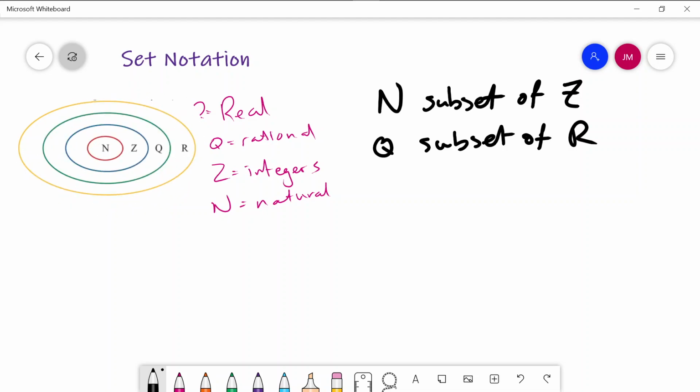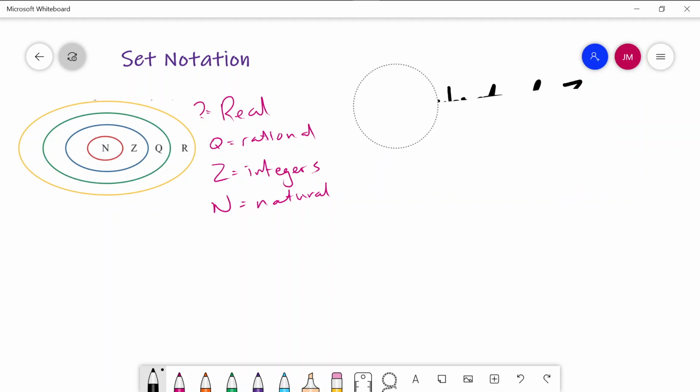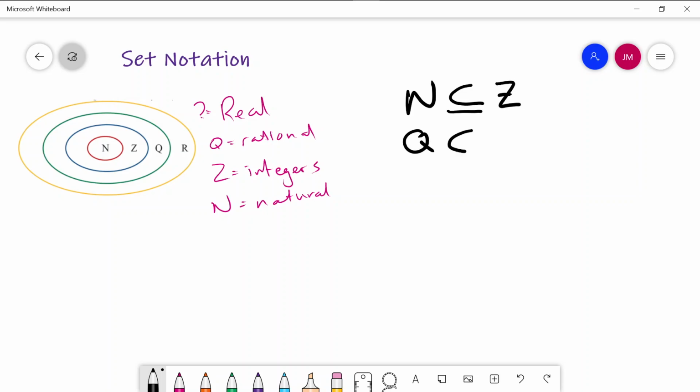Now there's a certain symbol that you might not have used before. It looks like this. So if we wanted to say N is a subset of Z, we can just use this symbol here. Okay, it looks like a C with an underline. And then same thing for Q is a subset of R. So that just shows that every single element in Q is also in R.